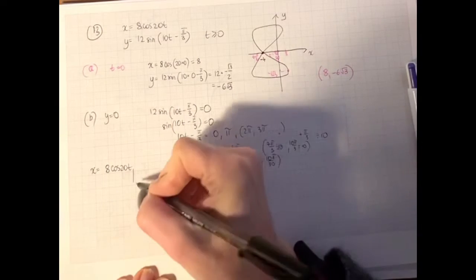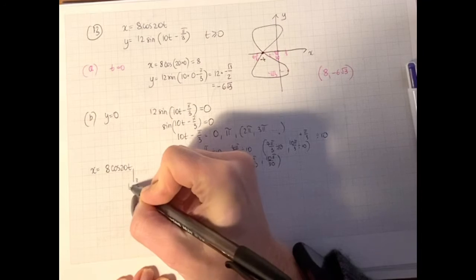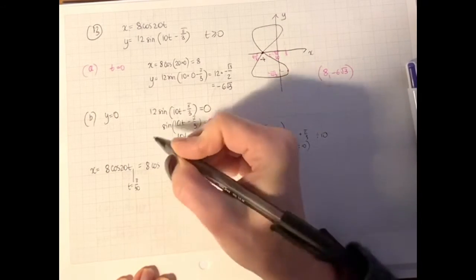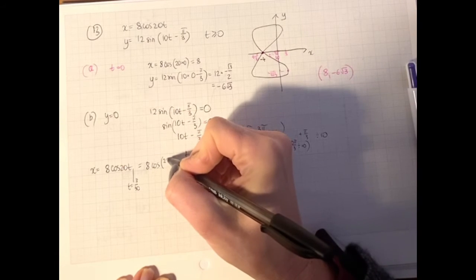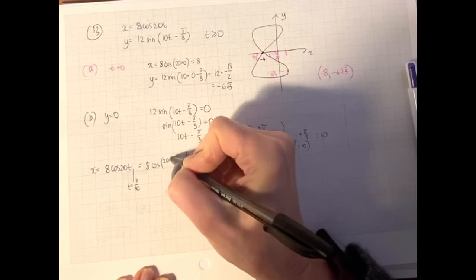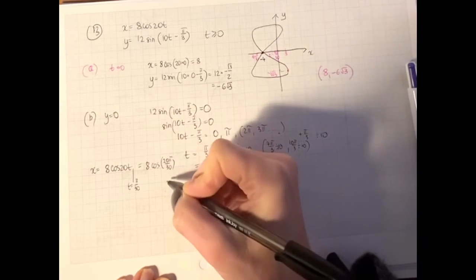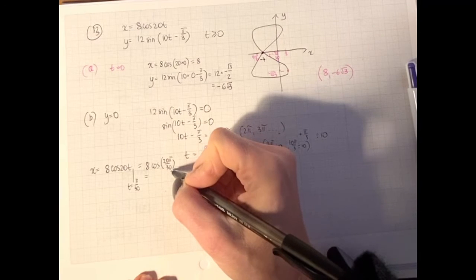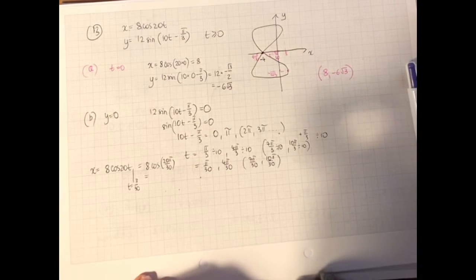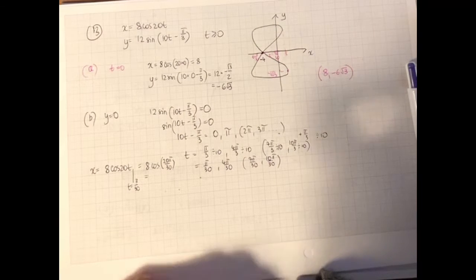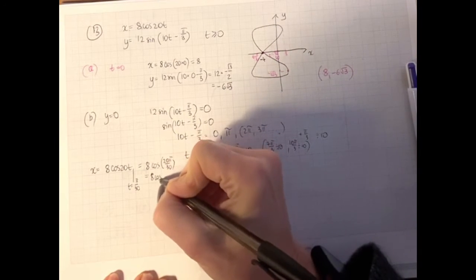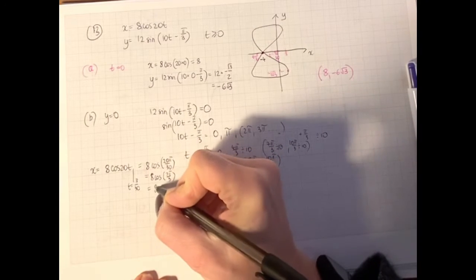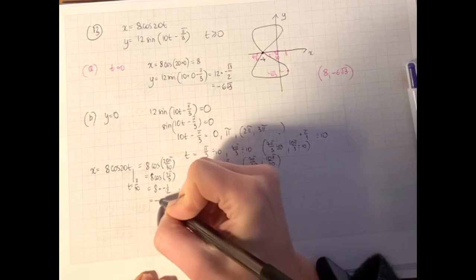So the first one is pi over 30, which goes instead of t. So it's 8 cos, it's going to be 20 pi over 30, which is 2 pi over 3. Now, hold on, cos 2 pi over 3. That's 120 degrees, so that's going to be minus a half. So 8 times minus a half is minus 4, which is what I was looking for.